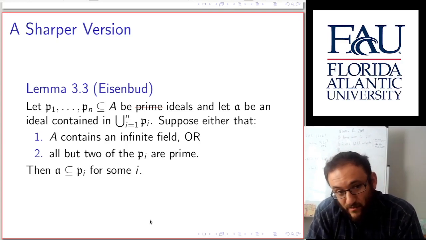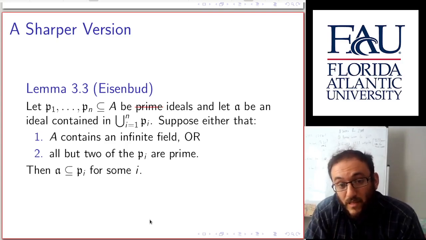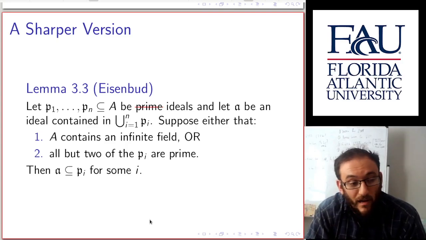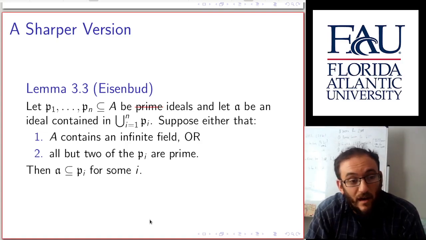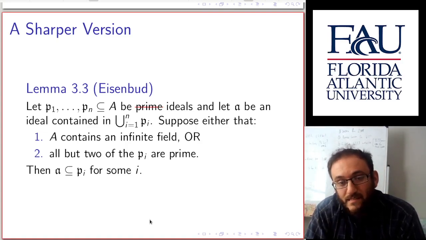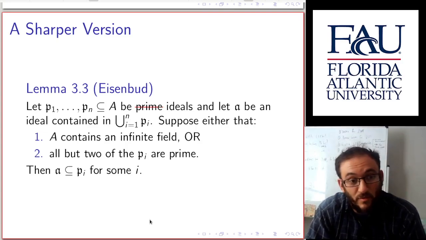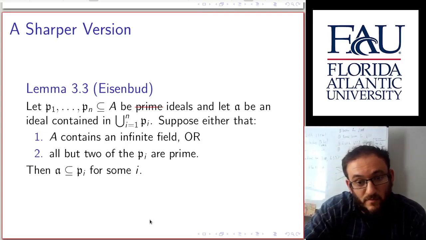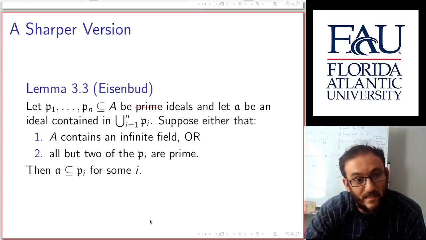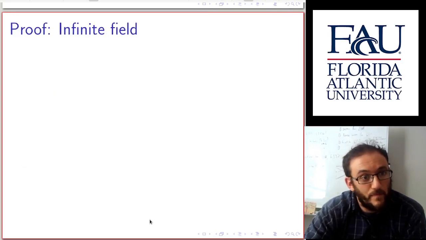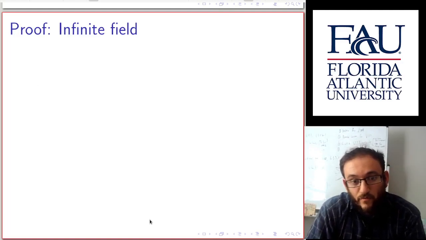So here we gain, in the case that the ring contains an infinite field, the generality of none of the ideals needing to be prime. But even if we don't have that, we can still pick up two ideals that don't need to be prime, while the rest of the ideals must be prime. So this is a more general version of the prime avoidance lemma from Eisenbud. Let's prove the statement for an infinite field.